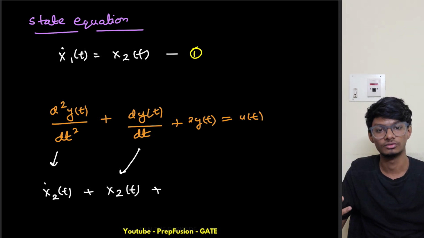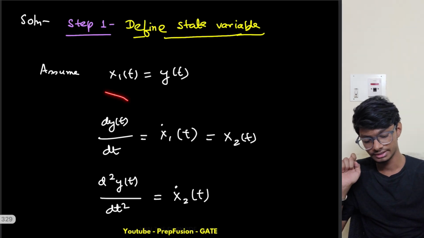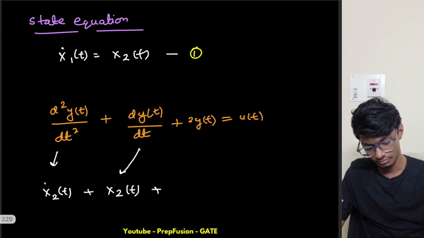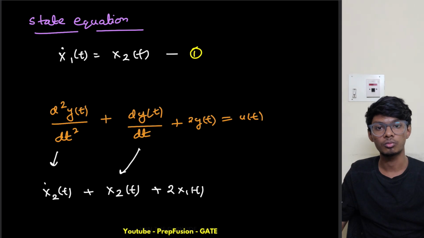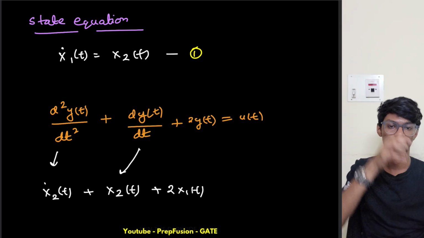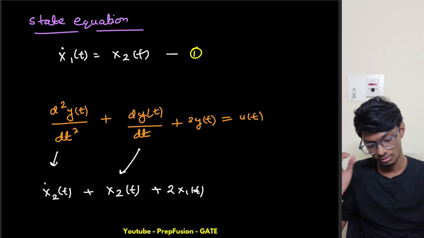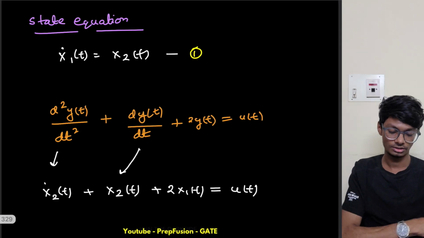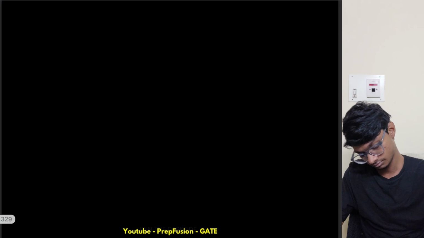Now what is y t equal to? As I previously assumed, y t equals x1 t. So this will become our x1 t, because we don't have output in the state equation. Okay, we have only state variables and the input. So that's how we will relate, and this is simply equal to u of t. Okay, so what is x2 dot t?